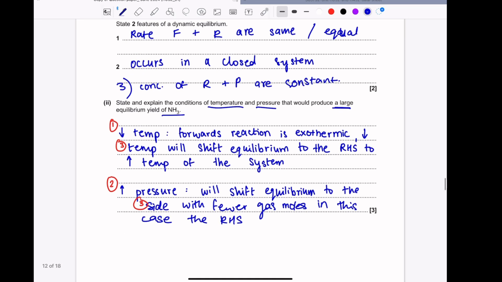So this is the answer, and I've numbered out how you get the marks for it. So it's 1 mark for what you do to temperature, another mark for what you do to pressure, and the third mark overall is explaining how that affects the system. So if you only explain the temperature thing but not pressure, you automatically lose that third mark. So the third mark is you have to get both explanations down.